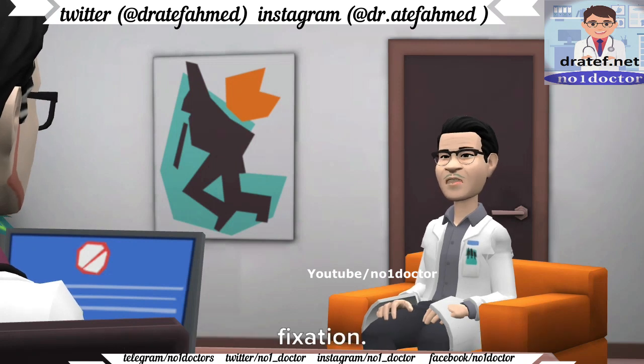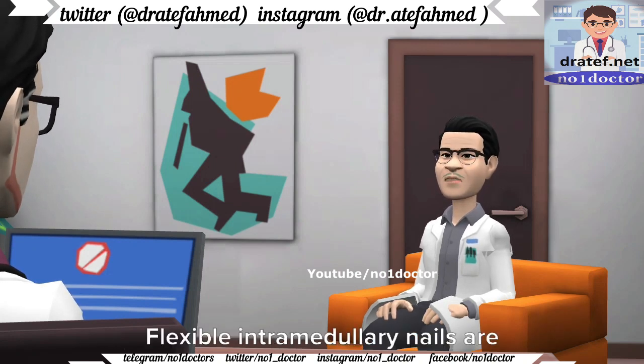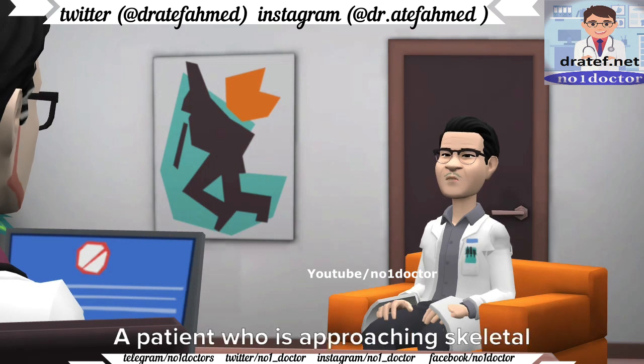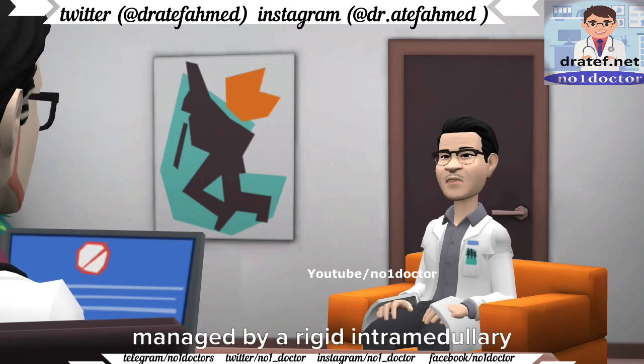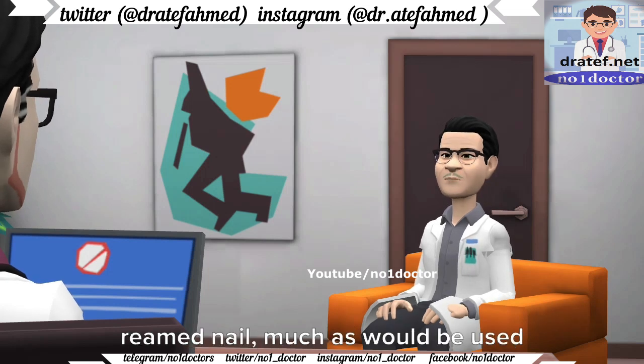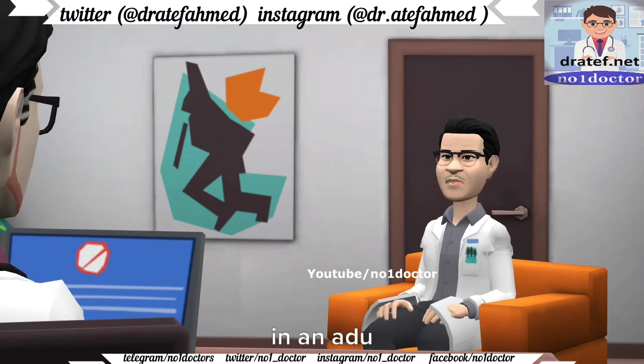Fractures in patients greater than 6 years of age can be managed by limited internal fixation. Flexible intramedullary nails are popular in the treatment of this injury. A patient who is approaching skeletal maturity, 14 years or older, may be managed by a rigid intramedullary reamed nail, much as would be used in an adult.